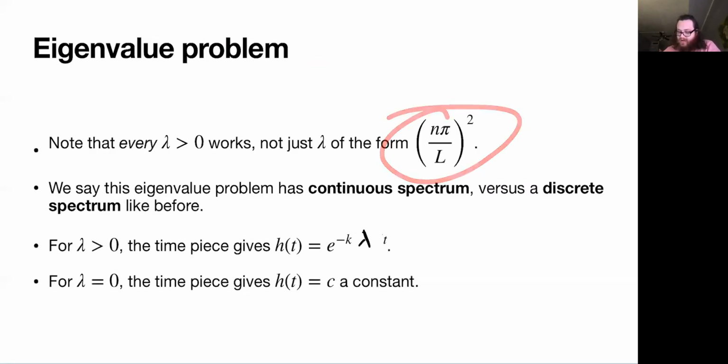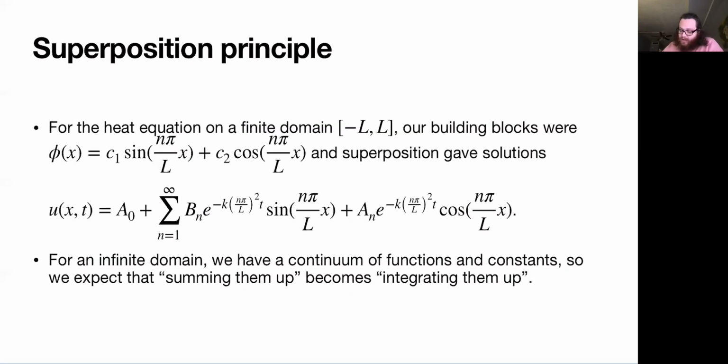Now we need to look at the issue of superposition. Before, we just had a discrete collection of eigenvalues, and then a discrete collection of eigenfunctions. For each of those, we multiplied by the time piece, summed them up, and we were good to go. Now we have a continuum of them. So how do we sum them up? What's the continuous version of summing? In this case, summing them up is going to become integrating them up.